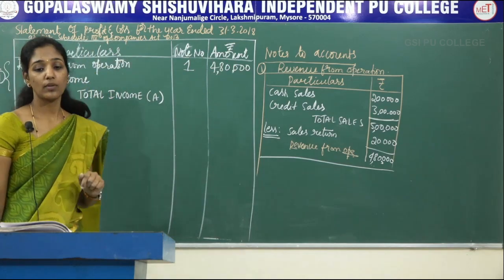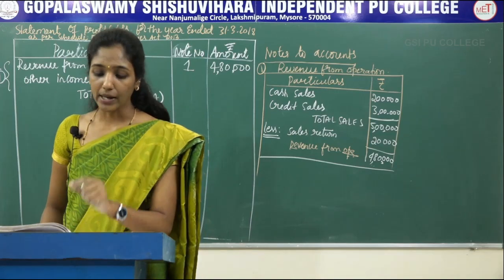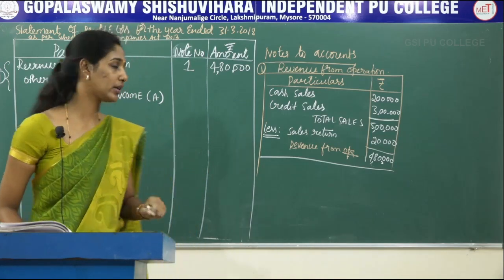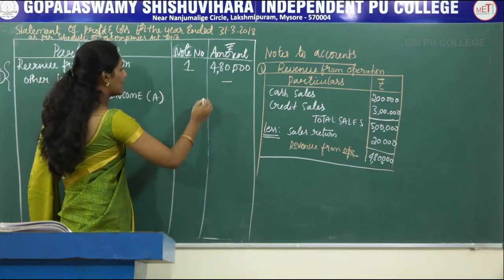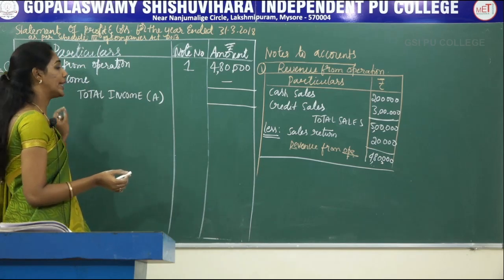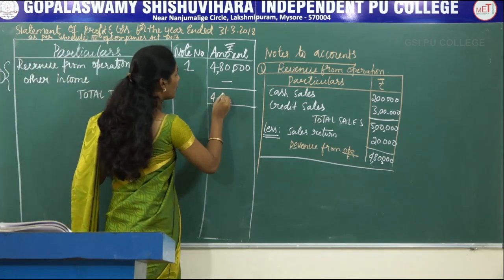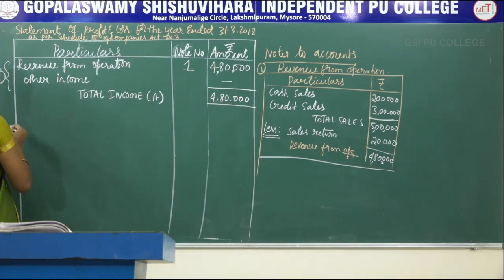Then we will see whether they have given other income or not. They have not given any other income. So then as usual we leave it as blank. Then our total revenue or total income will become rupees 4,80,000. Next, move to the second step, that is expenses.